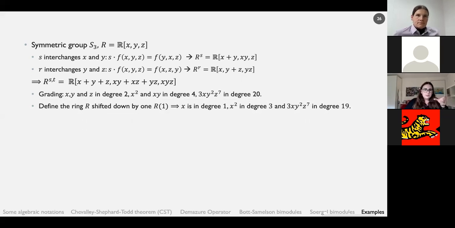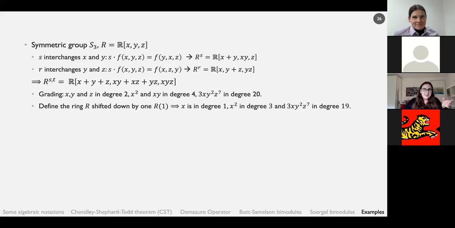Here also we have a natural action of S3 on R, and we say that the simple reflection S interchanges x and y. So in formulas, this means S times f(x, y, z) is equal to f(y, x, z). And the simple reflection R interchanges y and z, meaning that R times f(x, y, z) is equal to f(x, z, y).